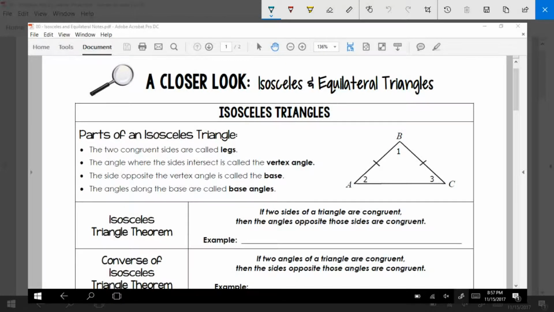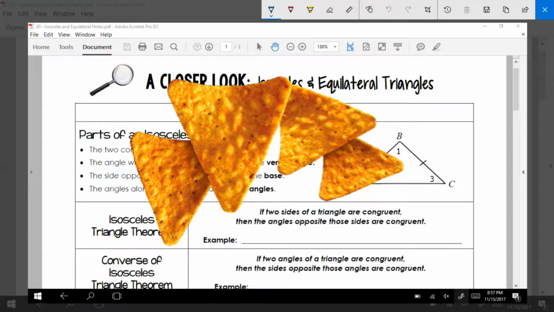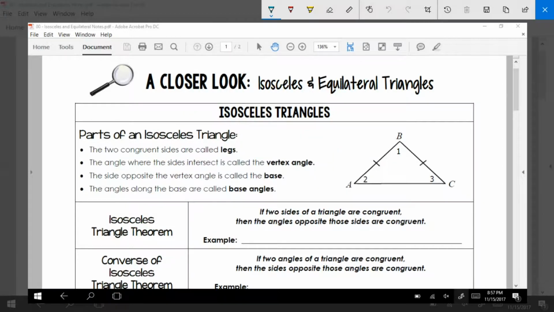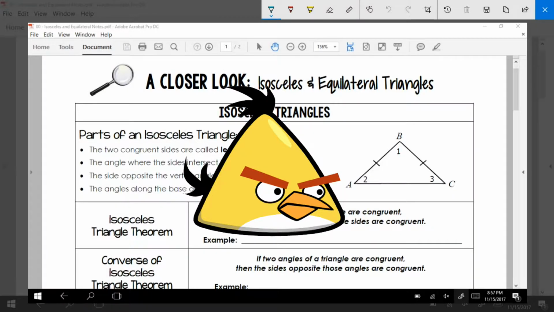And get hyped, guys and girls, because we're starting a new unit, Unit 5. This unit is all about triangle properties and attributes. We're going to be learning about all kinds of triangles because some of the world's best things are triangles. You know, you got Doritos, you got slices of pizza, you got other stuff that's shaped like triangles. So we're going to be learning all about triangles.